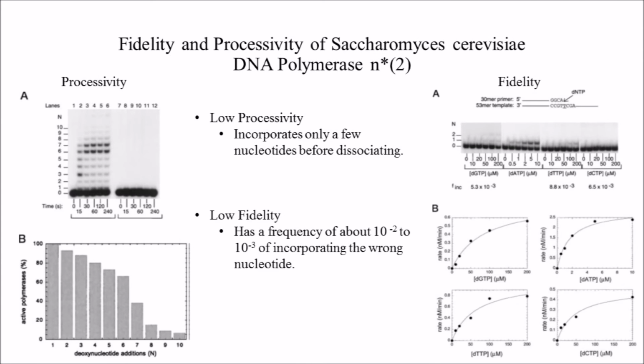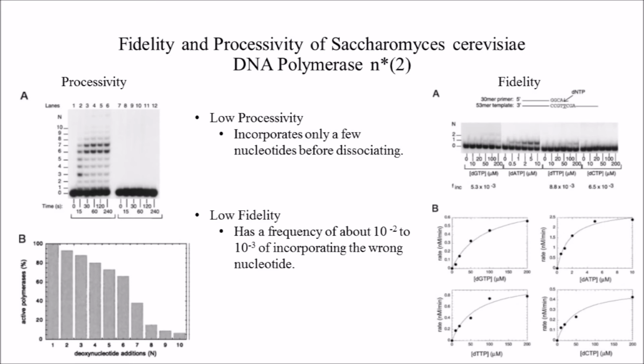Here are the results from the experiment. The DNA polymerase was determined to have a low processivity. It could only incorporate a few nucleotides before dissociating. The low processivity limits its activity to reduce errors.